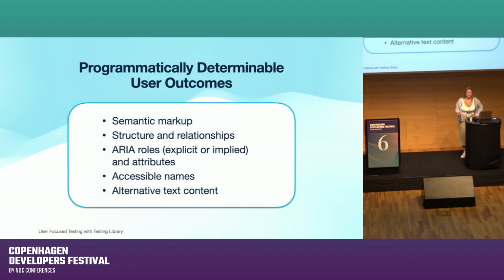What we're validating in accessibility testing are the programmatically determinable user outcomes, specifically the structure of HTML elements that are used by user agents and assistive technologies to extract and present information: the semantic markup, the DOM structure and relationships, ARIA roles and attributes, accessible names, and alternative text content.